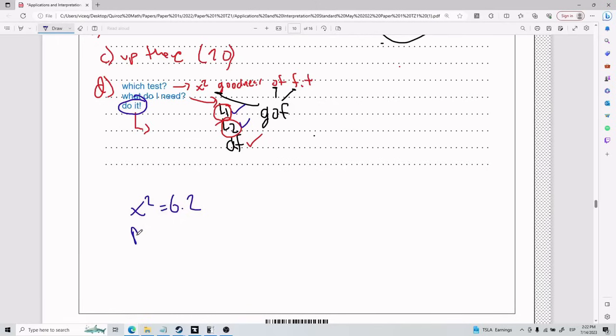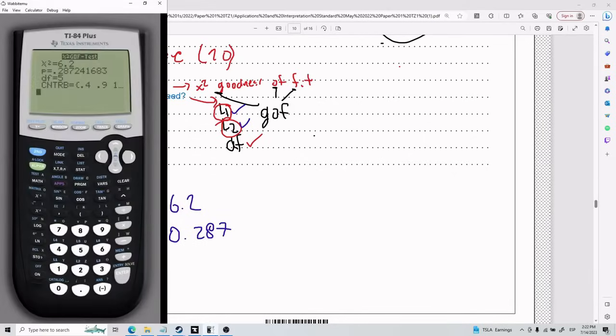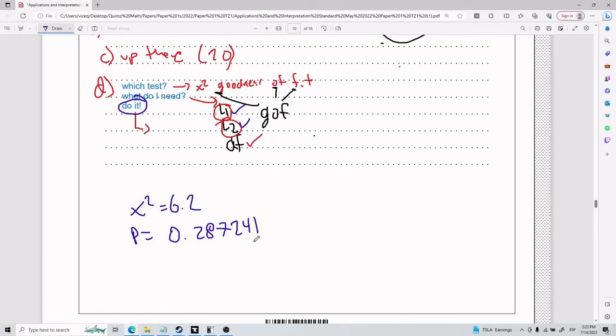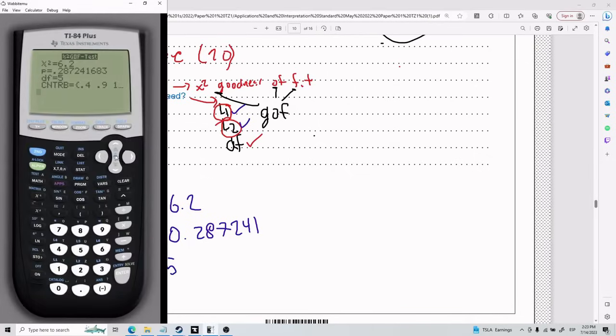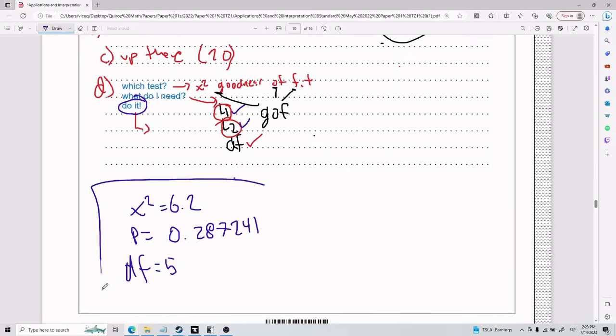My p-value is going to be 0.287241. Okay. And my DF, as I mentioned earlier, not really necessary that I write it, is going to be 5. And then there's the other stuff. Just don't worry about that, okay? This is all you will probably ever need.